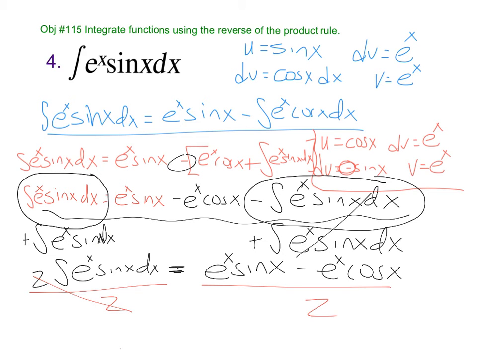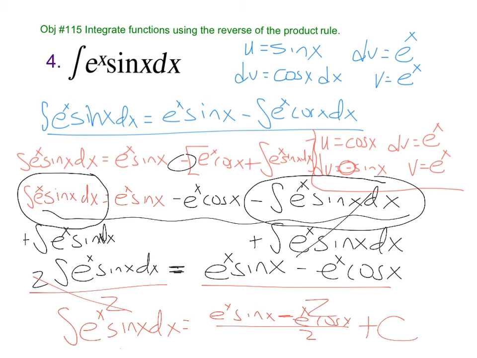So the integral, the problem we were asked to solve, equals this thing. E to the x sine x minus e to the x cosine x all over 2. Now we did lose our plus c, so usually I just throw a plus c in at the end because I know I lost it somewhere. Right? So that's the process.